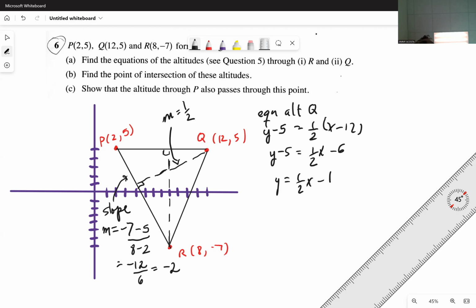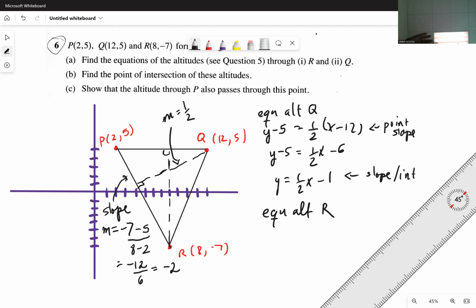And remember, what's this form here called? Point, slope. And what is this called? Slope, intercept. So now you have the equation of the altitude for Q. The next one is the equation for altitude R.